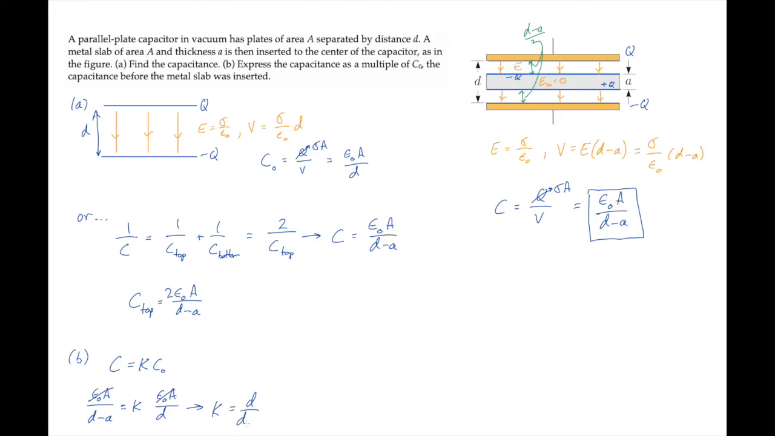That gives us d over d minus a, so the new capacitance C is larger than the old capacitance C naught by the factor d over d minus a. So the thicker the metal slab, the higher the capacitance.